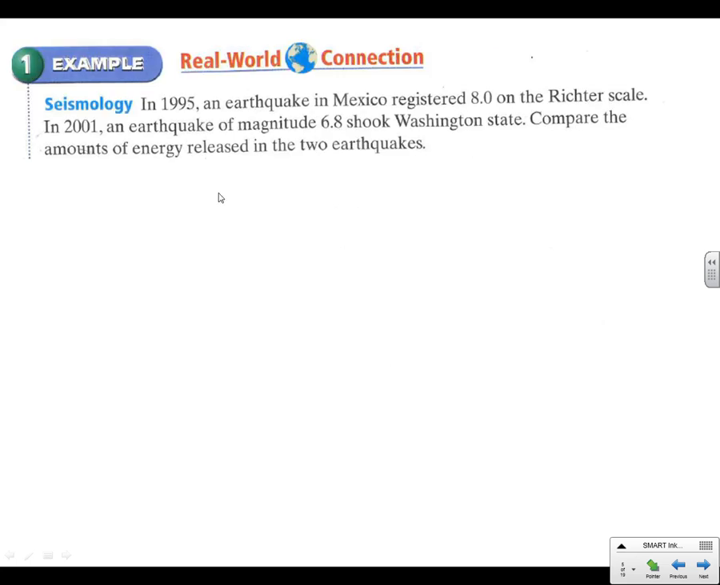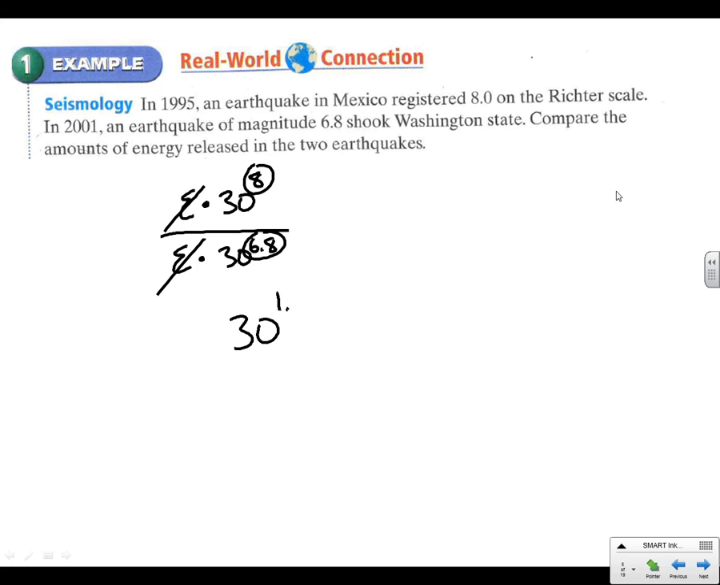All right. So let's compare some earthquakes. In '95, we had an 8.0 earthquake in Mexico. And in 2001, we had a 6.8 earthquake in Washington State. Let's compare them. So Mexico's was, remember that it's E times 30 to the whatever the magnitude is. So this was 8.0. And we're going to compare that, so we're going to divide it, E times 30 to the 6.8. So if we have our ratio here, the E's cancel. And remember what we do with the exponents if we're dividing: we subtract them and get 30 to the 8 minus 6.8, which is 1.2.